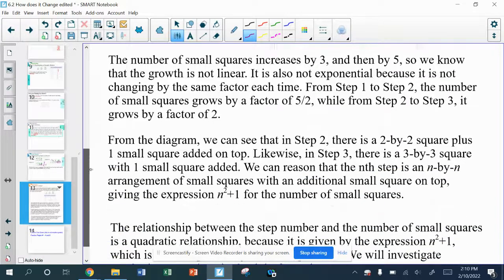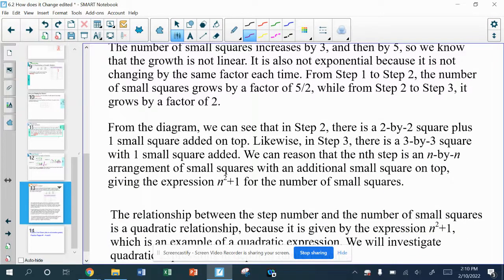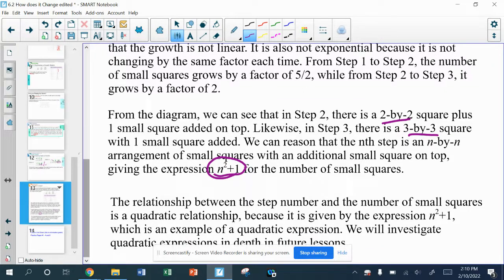From our diagram then, we had that 2 by 2 square plus the 1 extra small square. Then we had a 3 by 3 square plus the 1 extra small square. So that's where we came up with this. Again, that's called quadratic, because it has that square on the variable.